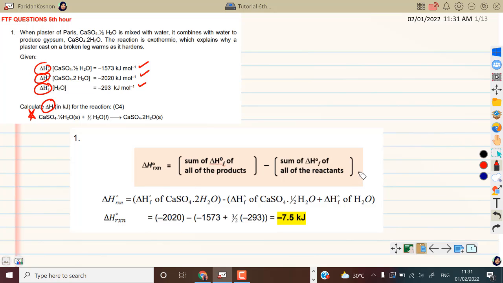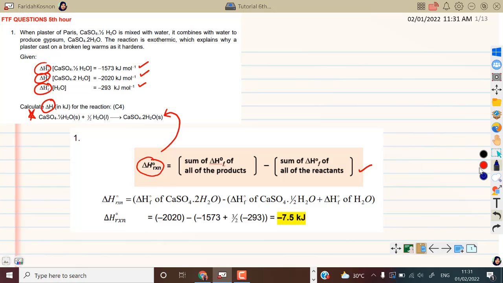This is the formula where, if you have the standard enthalpies of formation of compounds or elements and you are going to determine the enthalpy of reaction, you may use this formula, where the standard enthalpy of reaction is the sum of the standard enthalpies of all the products minus the sum of standard enthalpies of all the reactants. You have to refer to the thermochemical equation where the delta H is unknown. Jadi awak kena refer thermochemical equation yang diberikan ini yang mana delta H-nya tidak diketahui, yang mana kita nak kira. And to use this formula, you have to refer to the stoichiometric coefficient.